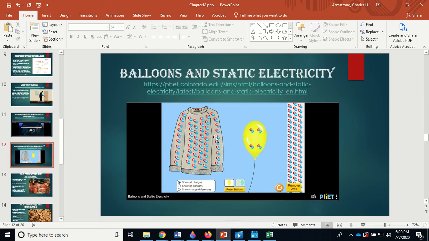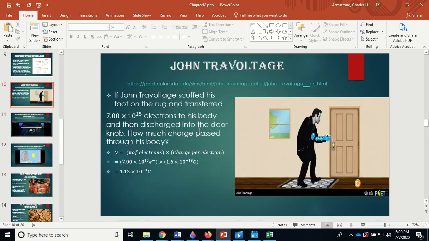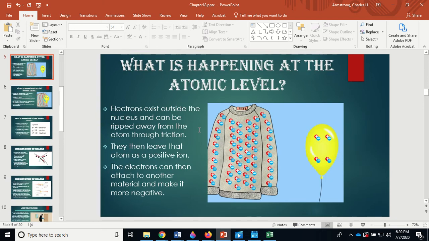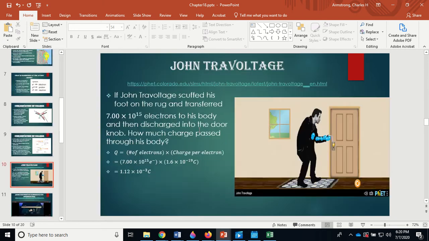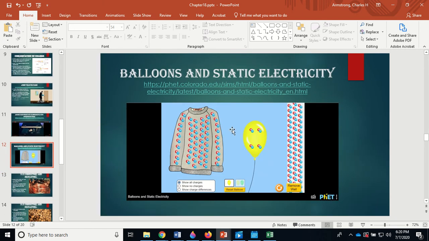Here's the balloon electricity. This is where it is. This is the one I had pictures of up here. See, there's the pictures. I got them from there. So balloon, sweater, rub the balloon on the sweater. Okay, so there's the link.